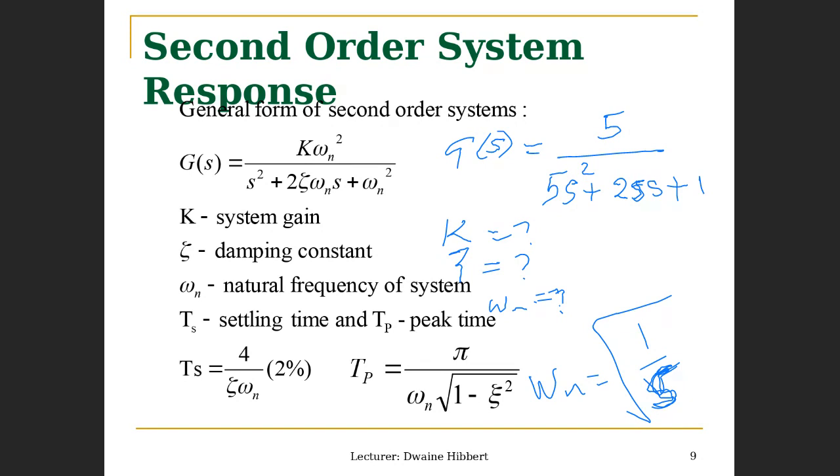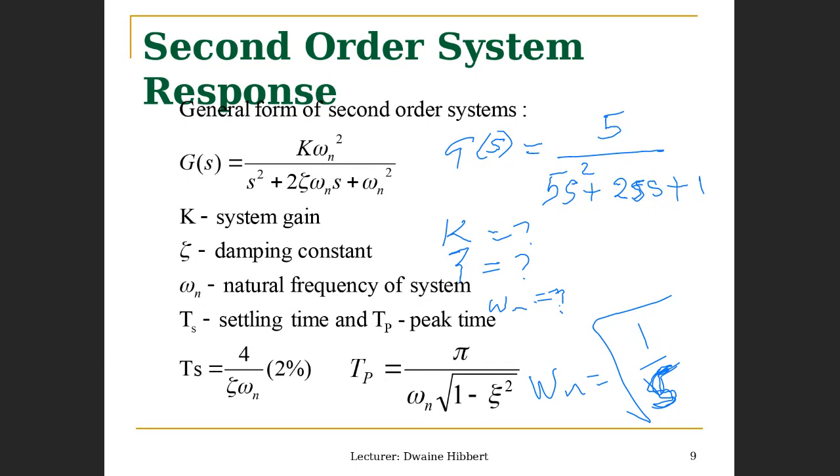Then if we have the natural frequency, we can find the gain of the system by squaring the natural frequency and dividing 5 by it. So it would be 5 divided by 1 over 5, which is basically multiplying 5 squared. So k would be 25. All right, hold a second. Let's go one step at a time.